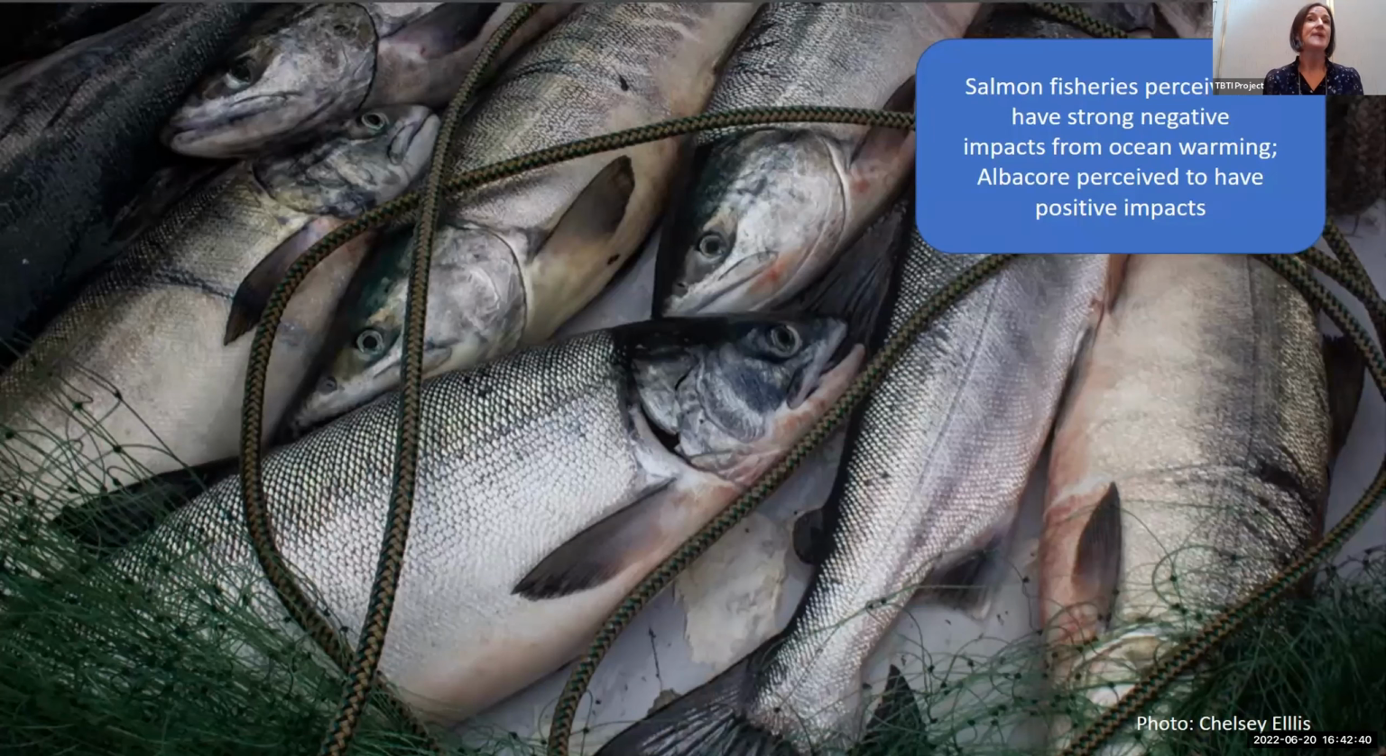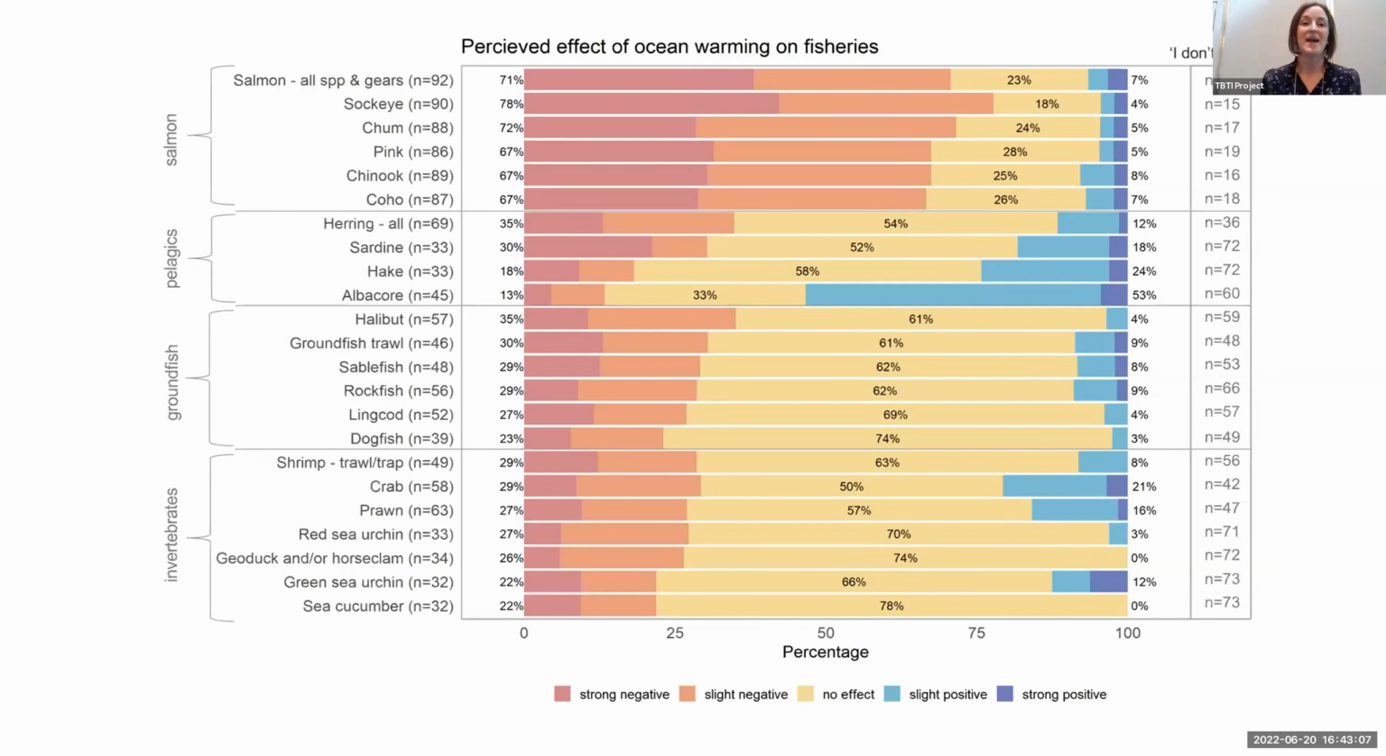Again, you don't need to read all of this, but this is the data that came out of that question around perceptions of ocean warming on specific commercial fisheries. The ones listed on top are the salmon fisheries, and you can see more concern about a negative impact there. I'll just point out the column on the right. We did give respondents the opportunity to say, I don't know. And this is kind of interesting. A lot of the harvesters are involved in salmon fisheries, but I think there's just a general better awareness about some of the concerns related to salmon fisheries, and perhaps less so for some of the invertebrate and other fisheries.